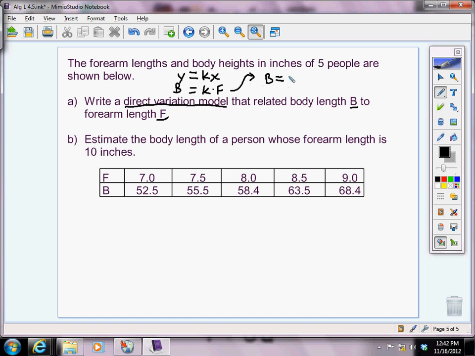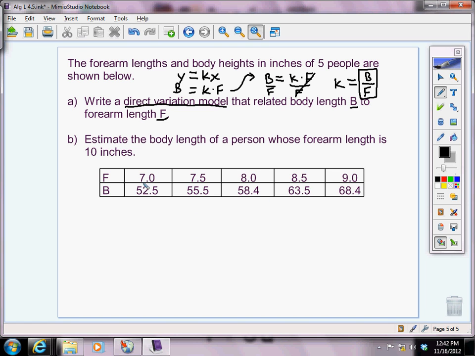Body length equals K times F, our constant times our forearm length. Another way we can figure out what K is, just like we practiced solving for X and Y before, is to solve for K here. This is not necessarily something you have to do, but it does become kind of helpful. That means our constant is going to be equal to whatever the body length is over our forearm length. It's going to be equal to this ratio.